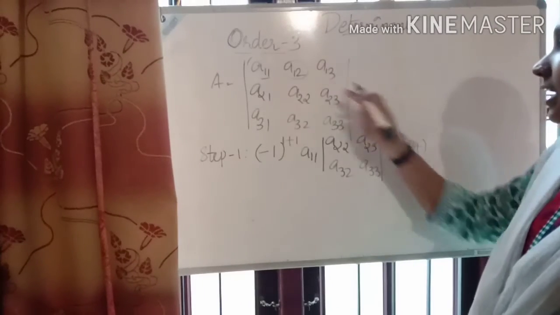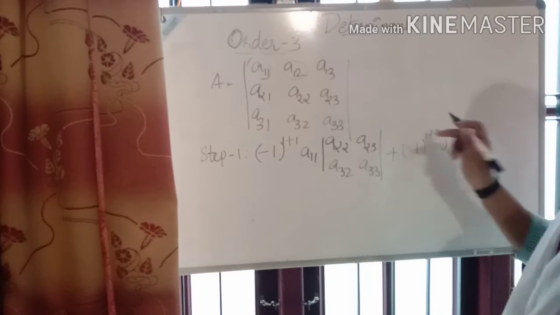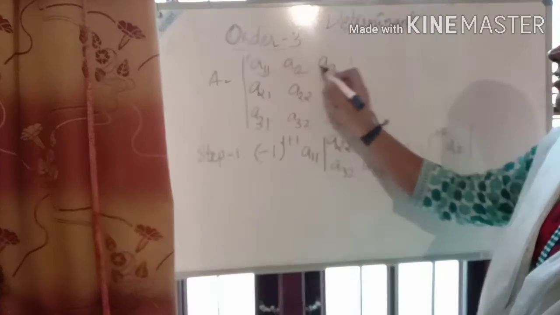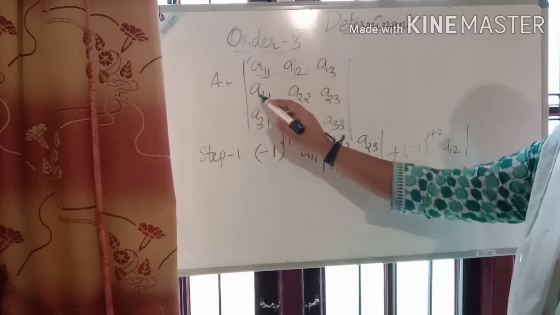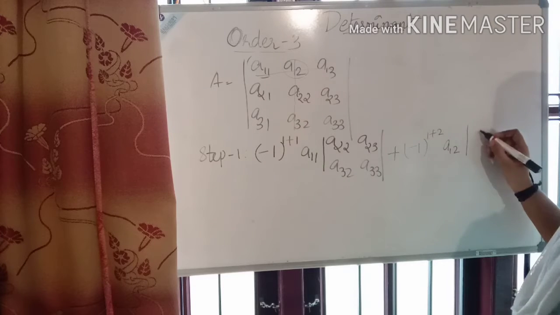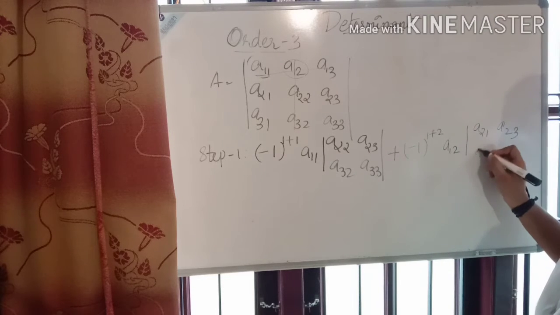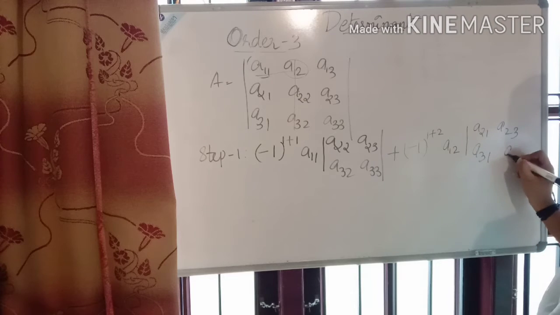Minus 1 to the power 1 plus 2, into A12. That element's row and column are eliminated. Find the determinant of the remaining elements, that is A21, A23, A31, A33.